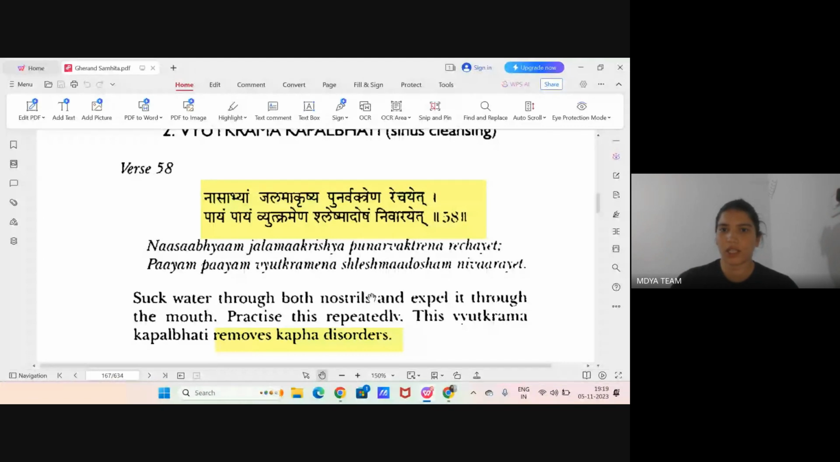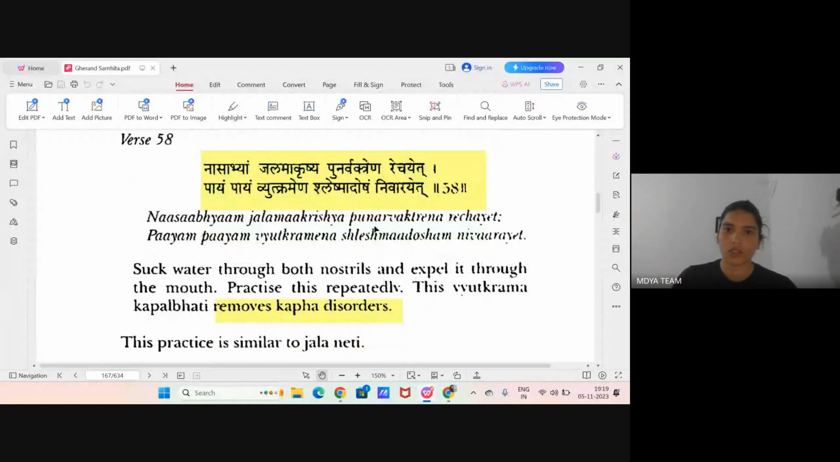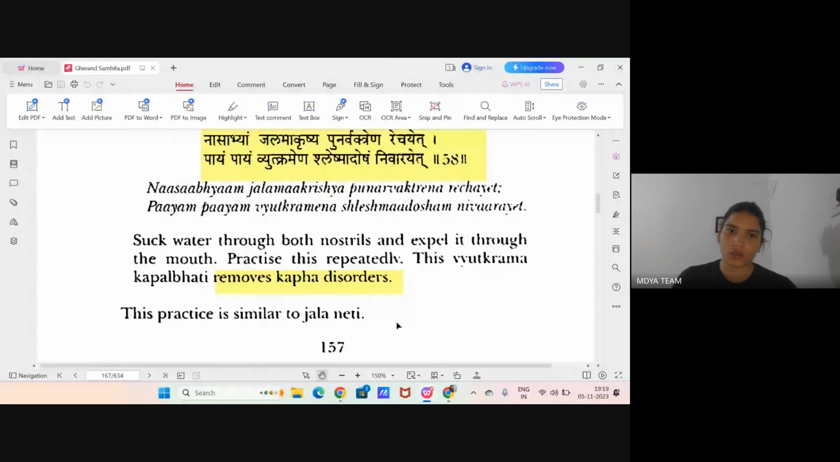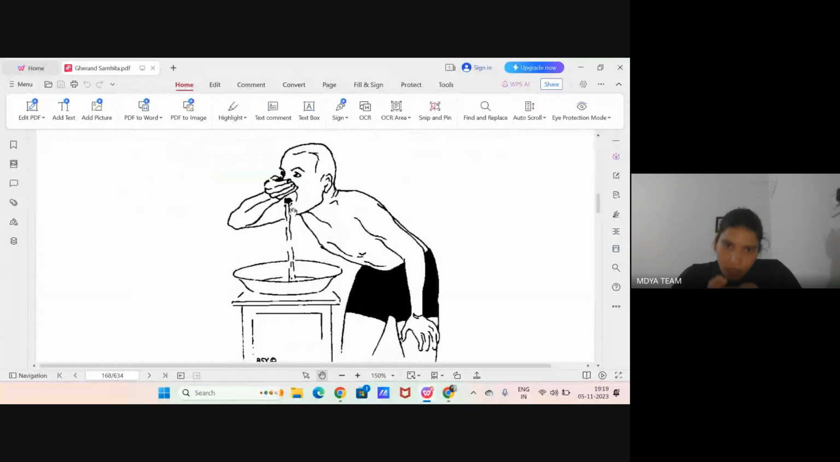Again, I think this question has already come. You will be given the technique and asked which practice it is. So you have to remember it's Vyutakarma Kapalabhati. Okay. So it removes Sleshma Dosha, again the cough disorders. See here, initially it is written like that, but nowadays people are using a glass to drink water from the nose, and you can expel it.